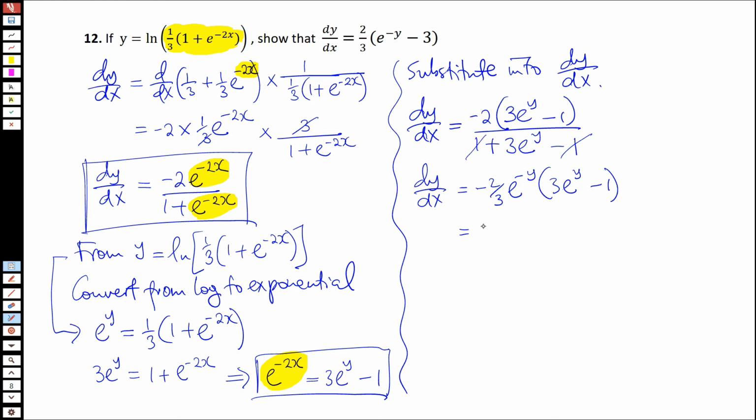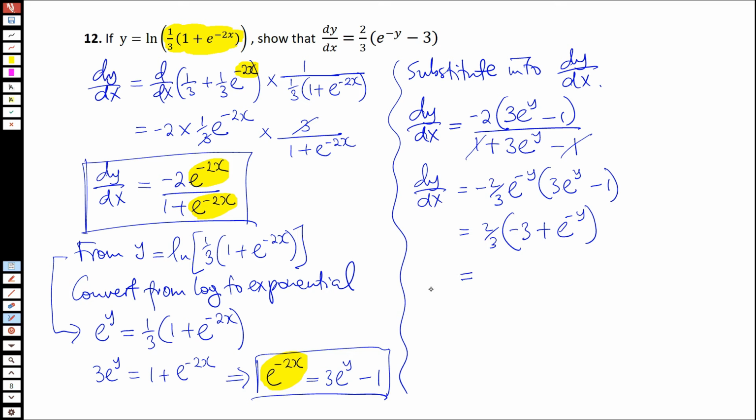So you'll end up with, because you want to end up with that, 2 over 3 into e to power -y multiplied by e to power y, they cancel out, so you end up with e to power 0, which is just 1, and negative multiplied by +3, that will be -3, plus, and of course, negative and negative is positive, e to power -y multiplied by 1 will be e to power -y.